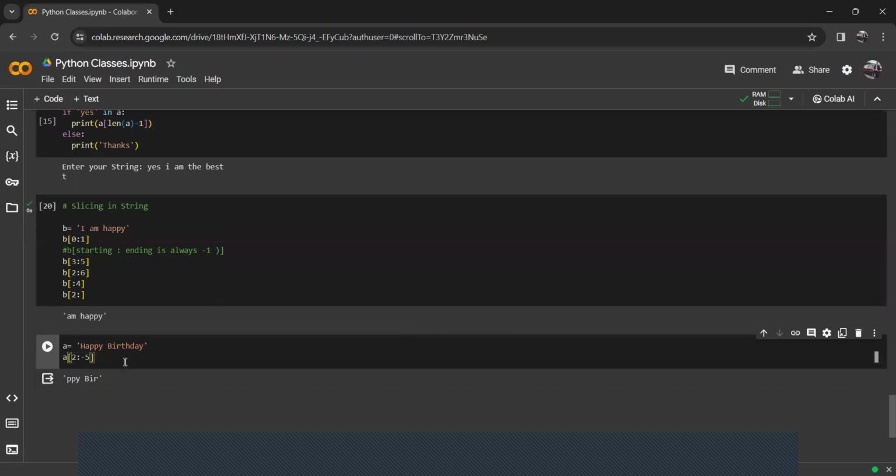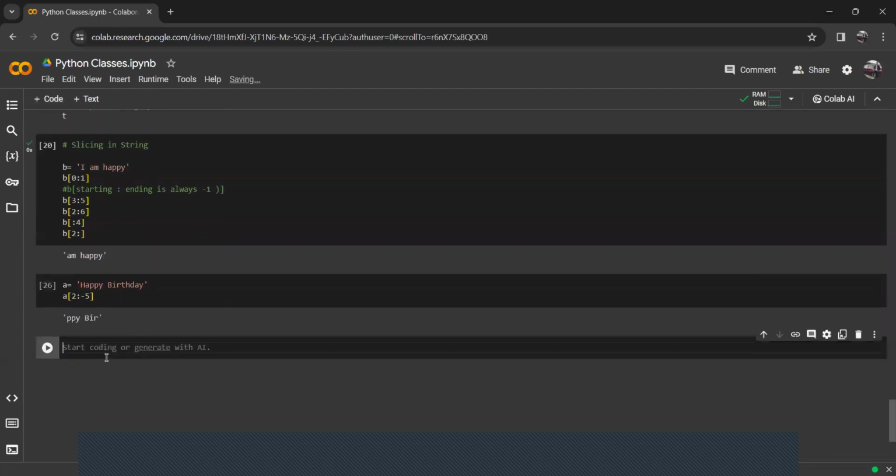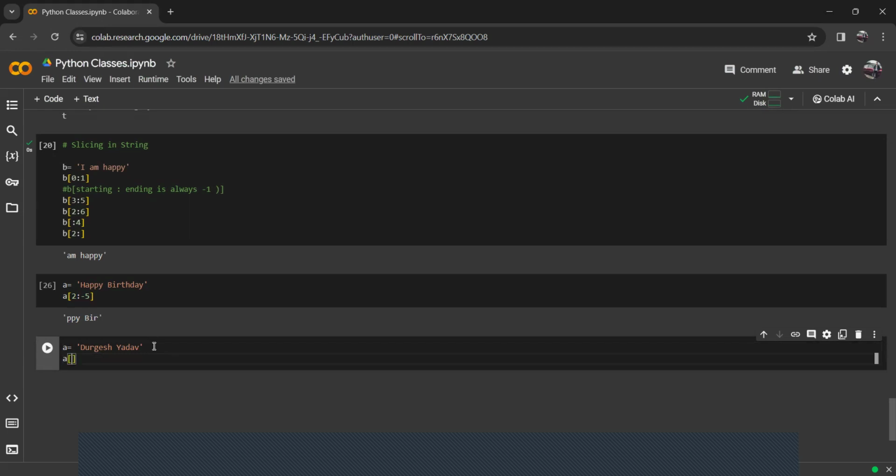So now I'm going to write some code. I'm writing A is equal to, and I'm giving here a value, Durgesh. Yeah, I'm giving my name here. Now I'm writing A[1:5], and I'm giving one more thing at the third place. So now it's 2 here. How many of you can tell me the answer for this?